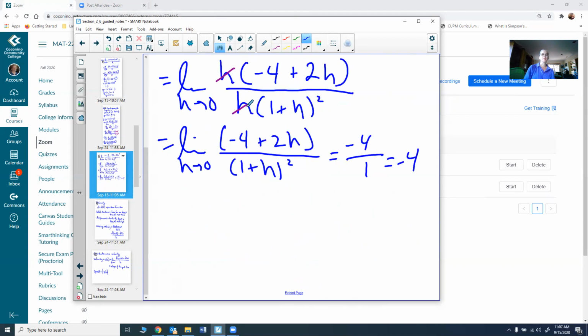So if I hadn't been able to cancel this h, I couldn't use this direct substitution, but since I could cancel the h, I can use direct substitution and find my limit. So I now know my slope is -4.